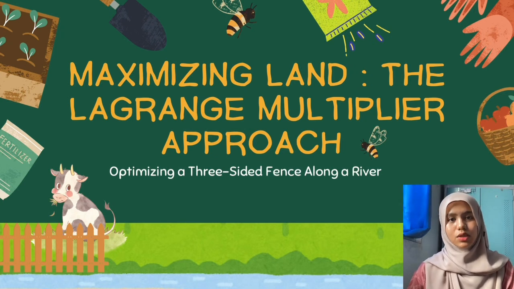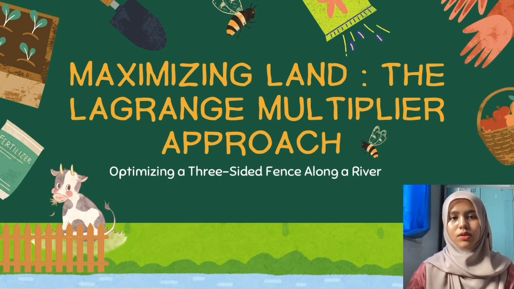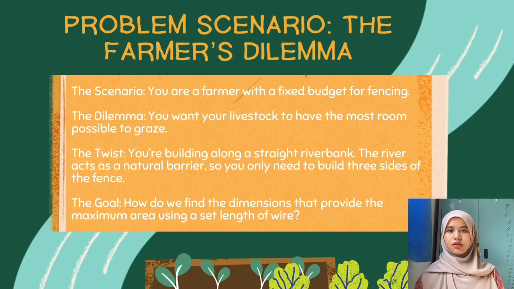Project presentation. Today we are going to explore how we can use the power of multi-variable calculus, especially Lagrange multipliers, to solve a classic real-world optimization problem, which is maximizing land area for a farm. Our project is rooted in a real-world resource allocation problem. Imagine you are a farmer with a fixed budget for fencing, and your dilemma is simple. You want to provide your livestock with the most room possible to graze.